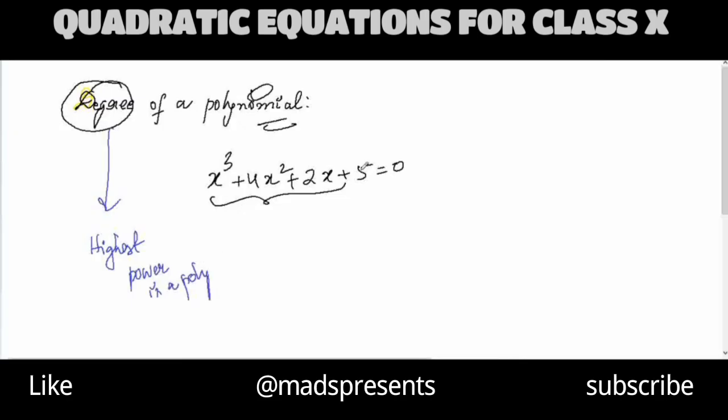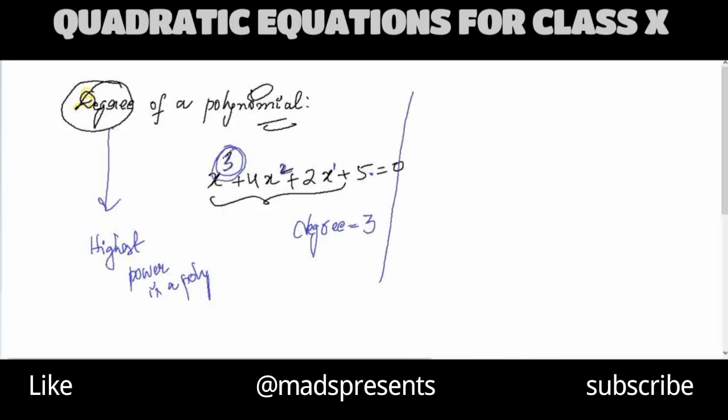If you observe, here there is no variable, no power. Here the power of x is 1, here the power of x is 2, here the power of x is 3. So I can choose 3 as my degree. The degree of the above polynomial is 3, because 3 is the highest power.